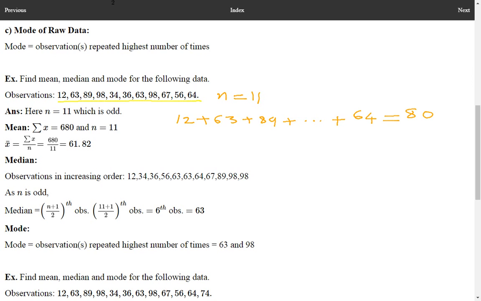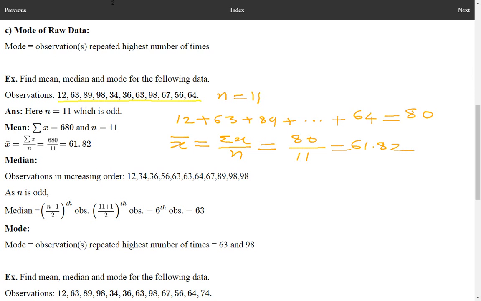So what is the formula for the mean? The mean is given by the formula x bar is equal to summation x upon n, and that equals 680 upon 11, which equals 61.82. So 61.82 is the mean of this set of observations.